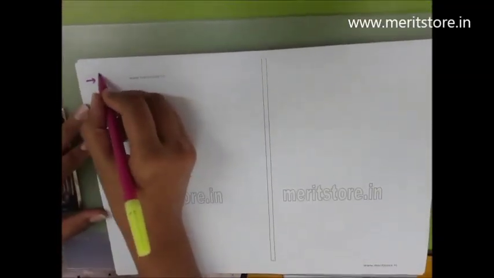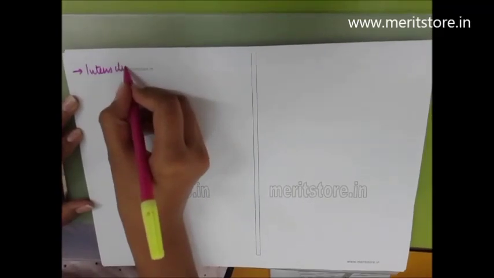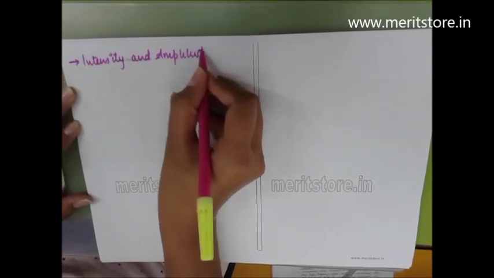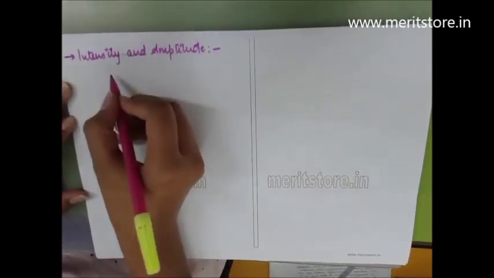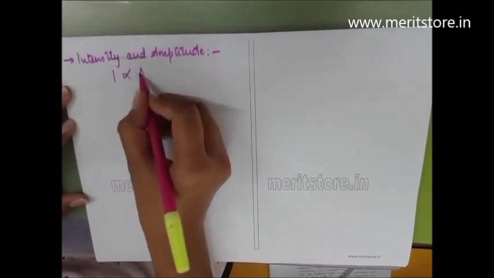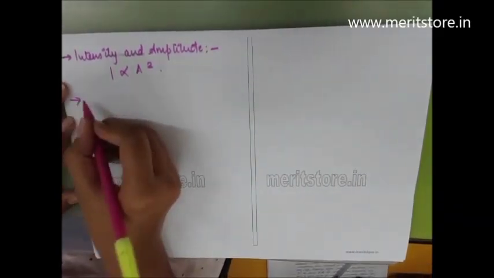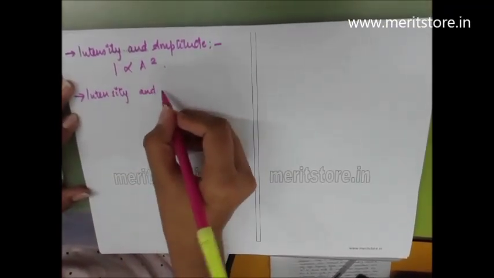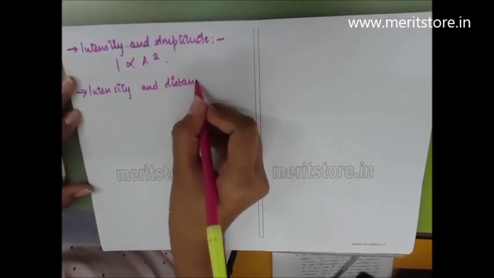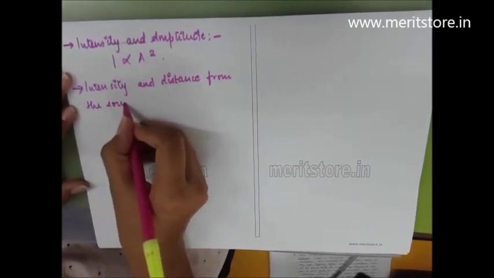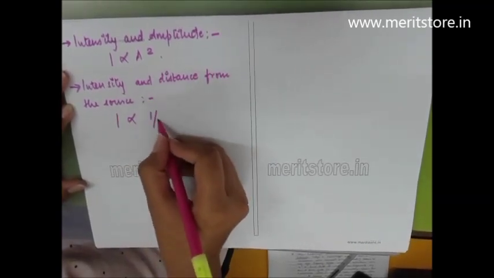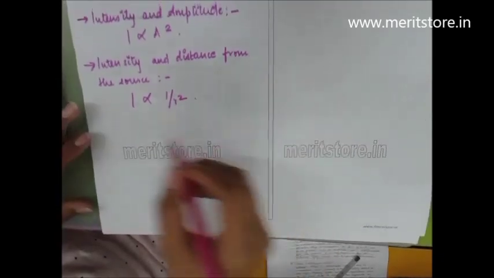The relation between intensity and amplitude is given by that intensity is directly proportional to the square of the amplitude. The relation between intensity and distance from the source is given as intensity is inversely related to the distance squared.